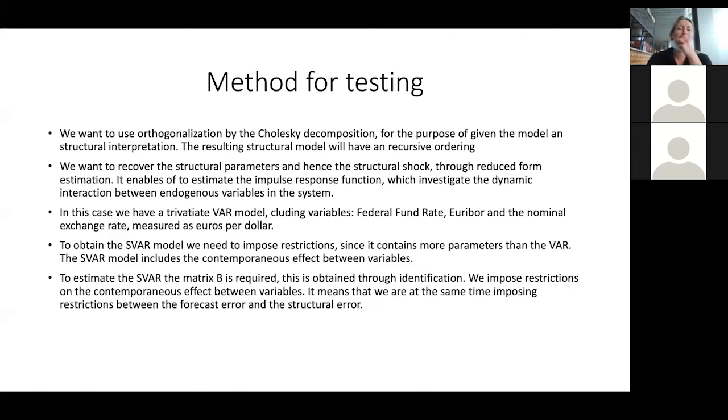So there are some restrictions imposed on matrix B. I'm not including these mathematical equations in the presentation, but if you want to see them, I can send the paper. But I imposed the restriction on matrix B through identification, and hence we are imposing restrictions on the contemporaneous effect between variables.